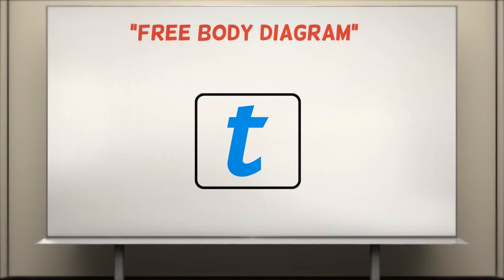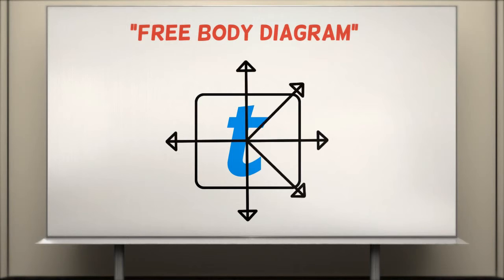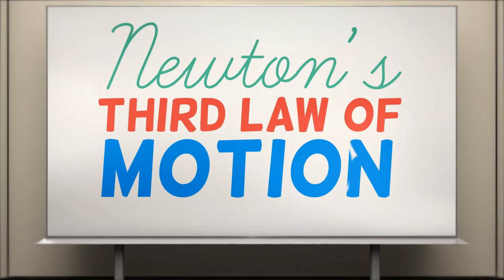The analysis technique that we have just used is one that you will use all the time from now on. The use of arrows to represent all the known forces acting on a single object is called a free body diagram. For problem solving in physics involving forces, you will almost always start by drawing one of these. On that note, we are now completely ready to tackle Newton's third and final law.